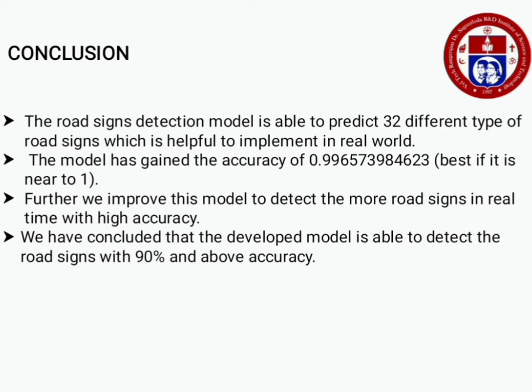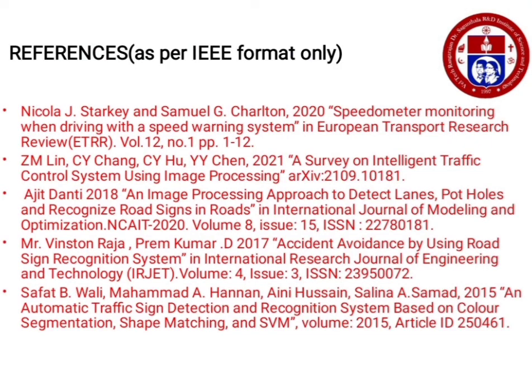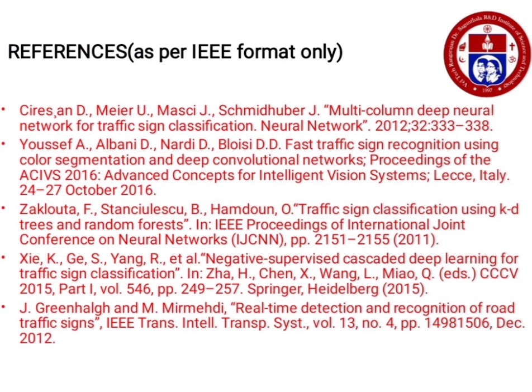We can improve this model to make more predictions on new road signs with reduced error by training the model with a huge amount of data. The model can be further improved to make it suitable for all types of vehicles. So these are the references that we took to enhance this model.